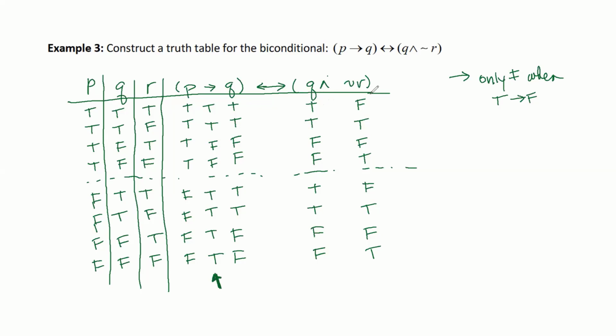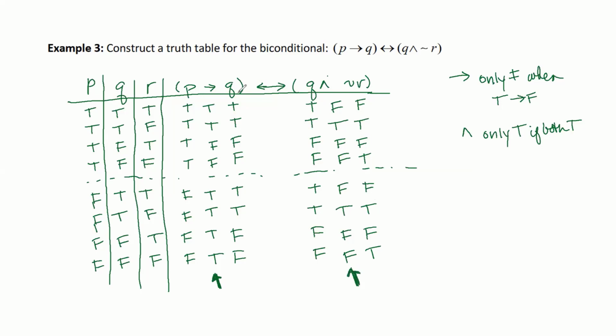Now here we have to do an and. Our and is only true if both are true. So true and false will be false. True and true is true. False and false is false. False and true is false. True and false is false. True and true is true. False and false is false. False and true is false. We're going to use this part.